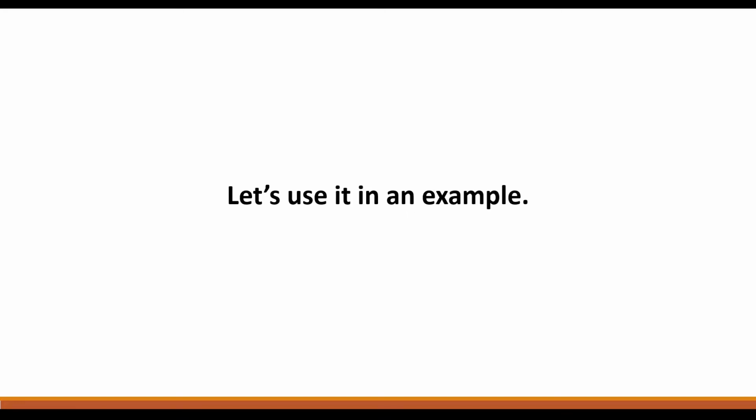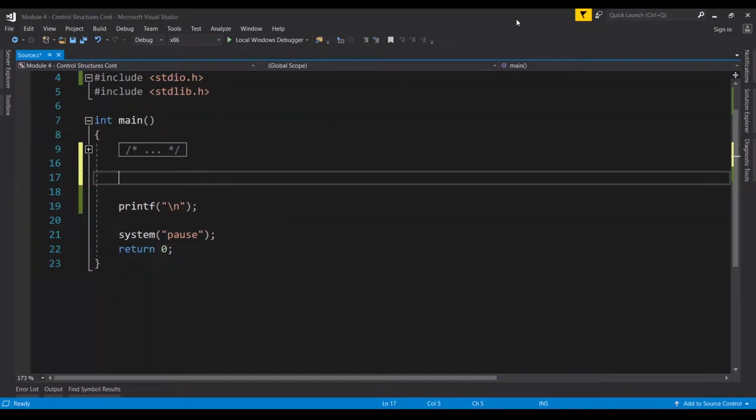Let's use it in an example. Okay, so I took the liberty of commenting out the stuff that we did before. And we're just going to have a program that prints the 7 days of the week using a for loop and a switch statement. We're going to make a for loop for this. So the for loop is going to start with 1. So int, let's say d in this case, for day, equal to 1.